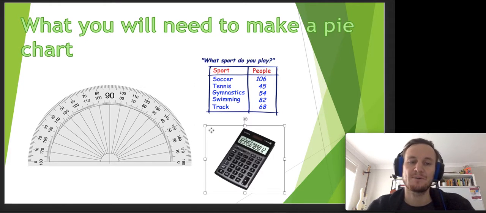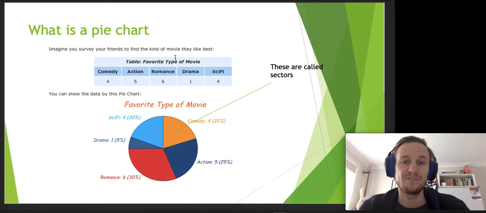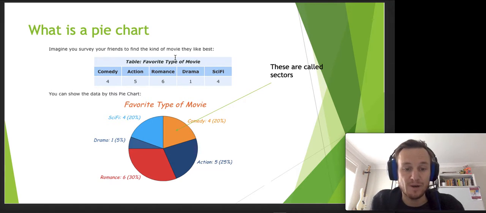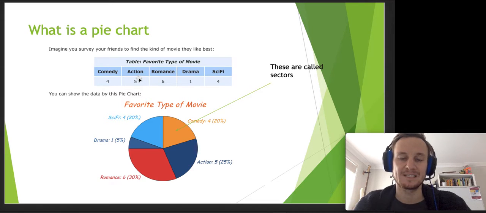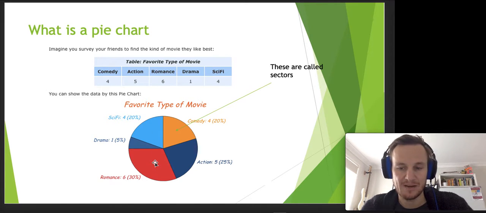Okay, so what is a pie chart? How does it work? Usually pie charts are a really good visual way of showing how popular something is. Sometimes with column graphs you have to kind of analyze it, but a really good visual way of seeing it is by this pie chart you see here. It's very clear to see that the red one, the romance movies, were the most popular type of movie for the people they surveyed, because we can see up here they had 4, 5, 6, 1 and 4 people like those categories respectively, and down here it's really clear to see which parts of the pie and how popular they were.